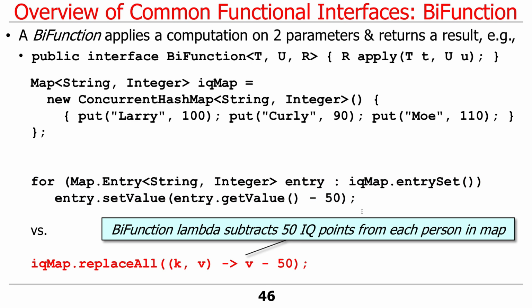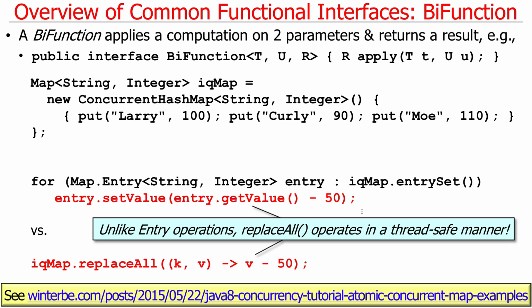Here is the BiFunction lambda Java 8 way of doing this. Same exact behavior, just way more concise. So we say iqMap, which is this guy, replaceAll. And what it does is it allows you to give a lambda expression. What we're saying here is subtract 50 points from each value and have the side effect of replacing the current value with the updated value. So really concise, way more concise than that code. This is basically saying for every element in the map, do this computation and update its value accordingly.